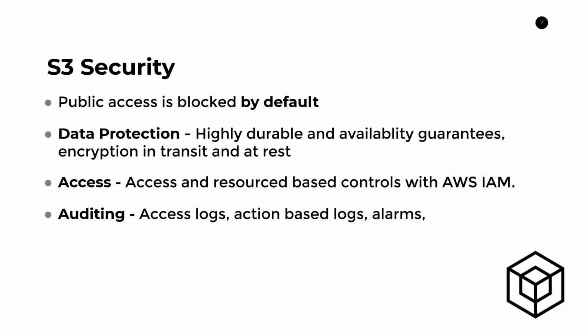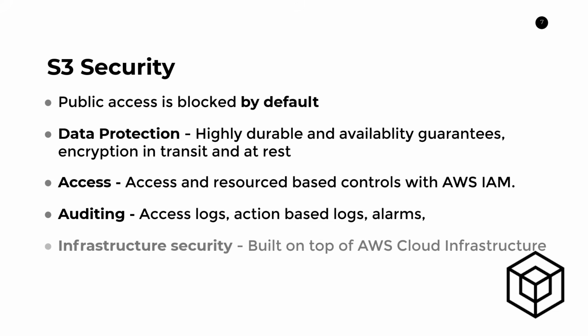The third one is in terms of auditing. Now, AWS natively supports access logs. It also supports action-based logs through AWS CloudTrail. It also supports alarms. So if you have a certain number of GET requests on a certain bucket or object, you can set up alarms that fire after a certain period of time or a certain number of invocations and get like an email or get a page or just get notified in general if something is happening that you don't expect. So you can set that up with AWS CloudWatch to get notified of those circumstances.